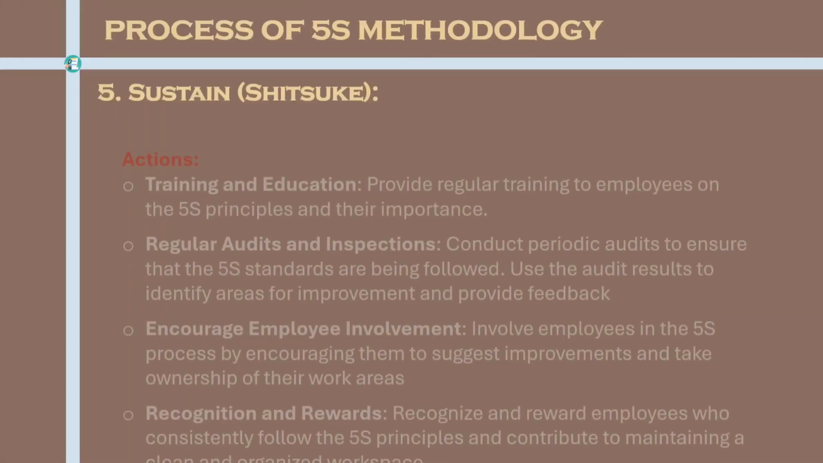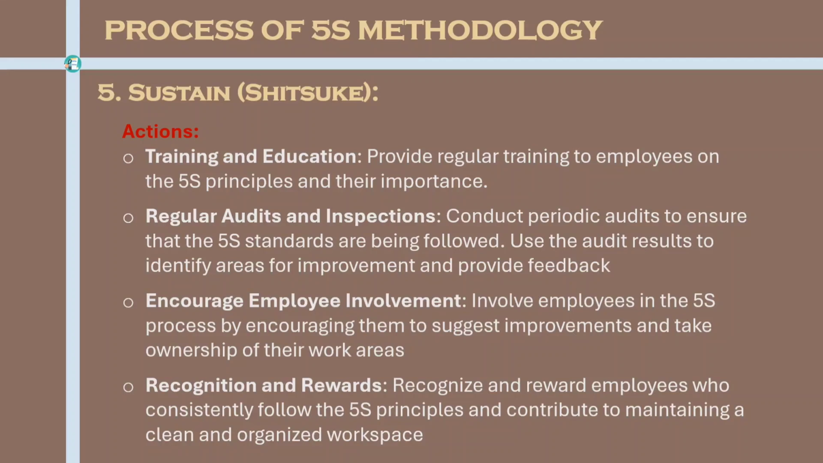Action steps for implementation of Sustain. Training and education. Provide regular training to employees on the 5S principles and their importance. Regular audits and inspections. Conduct regular audits to ensure that the 5S standards are being followed. Use the audit results to identify areas for improvement and provide feedback.